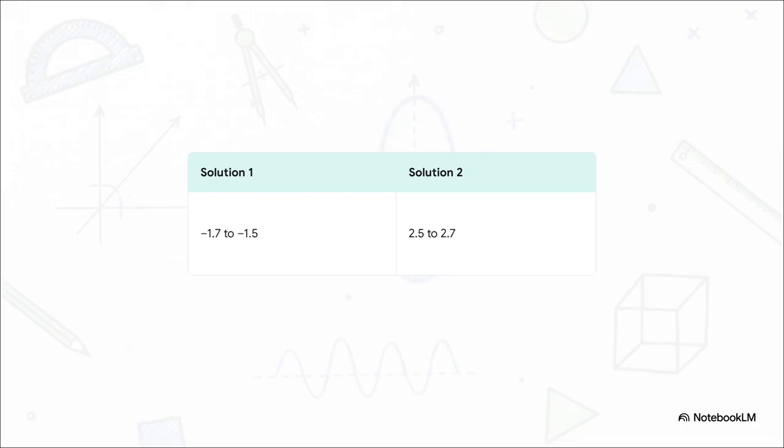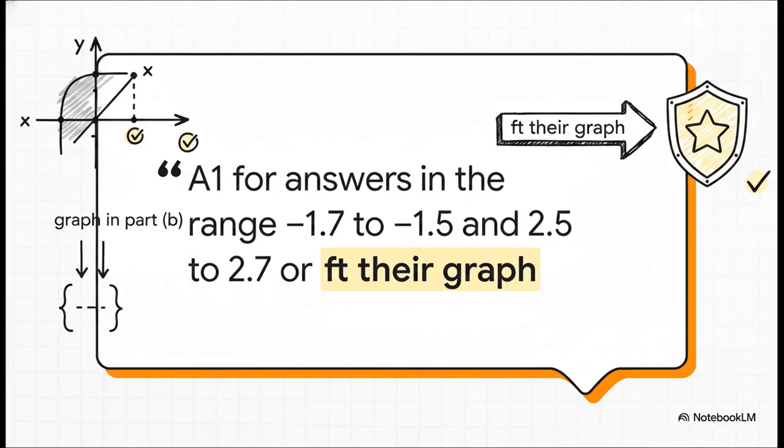The mark scheme knows that nobody's hand-drawn graph is perfect, so it gives you a little wiggle room, a range of answers. For the first one, anything from -1.7 to -1.5 is good, and for the second, anything from 2.5 to 2.7 gets the mark. And this is how you get that final A1, or accuracy mark. You get it for giving both answers inside those accepted ranges. But check out that little note.